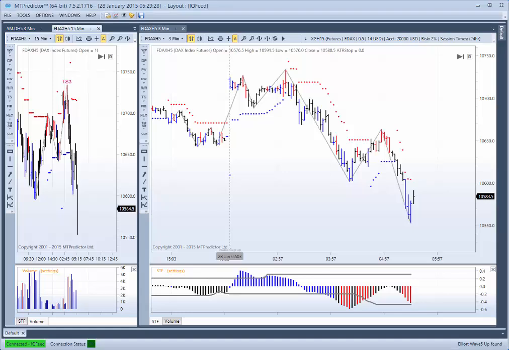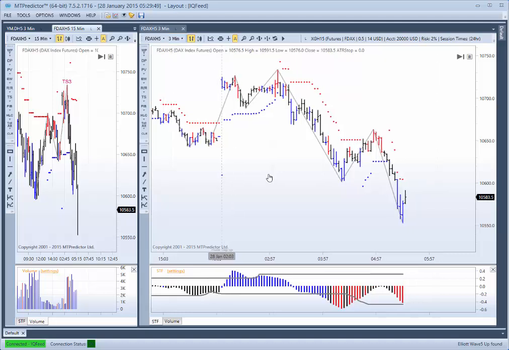In today's video, I'd like to look at how the more experienced users of MTPredictor can uncover some more advanced trade setups using the software. A good example is unfolding on the DAX, literally as I'm recording this video at the moment. You can see this is a chart of the DAX. It's a 3-minute chart of the DAX.